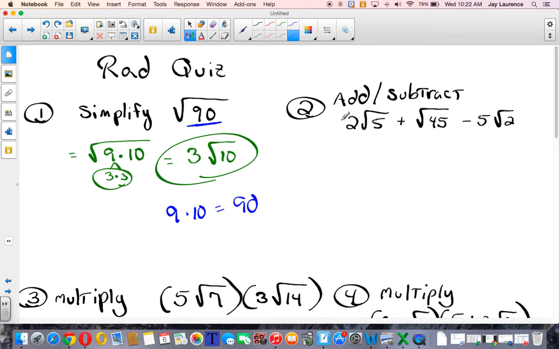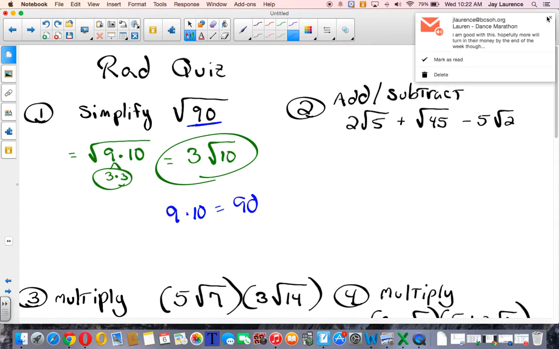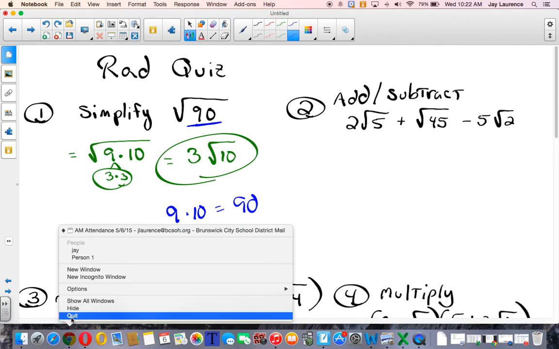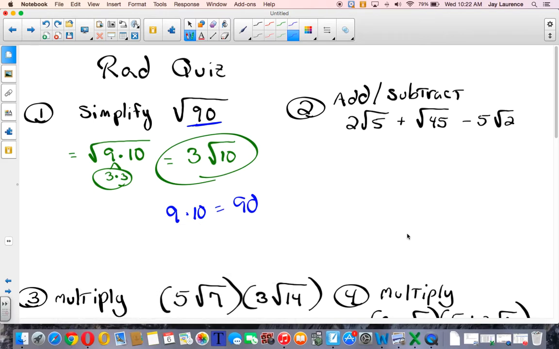All right, number two, we have to add and subtract. Well, of course, we know that we have to have like terms. And I have a rad 5 and a rad 45 and also a rad 2. So it doesn't look like I have any like terms here, does it? But I can simplify the rad 45.